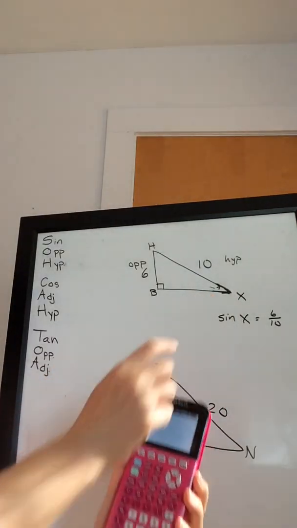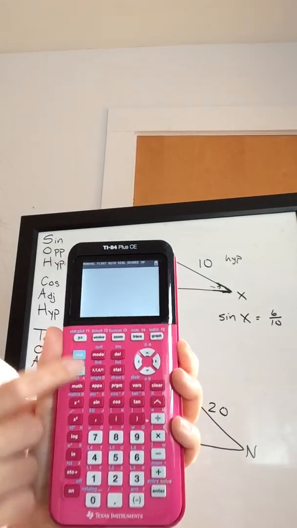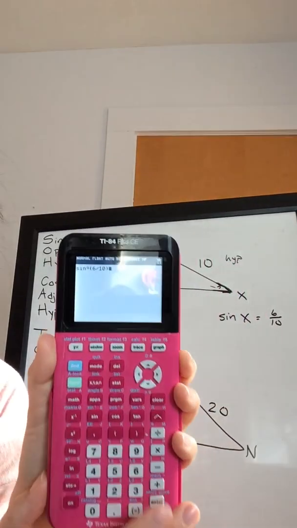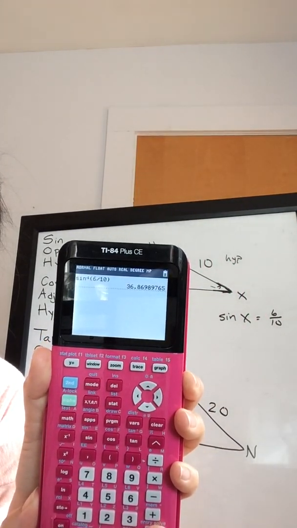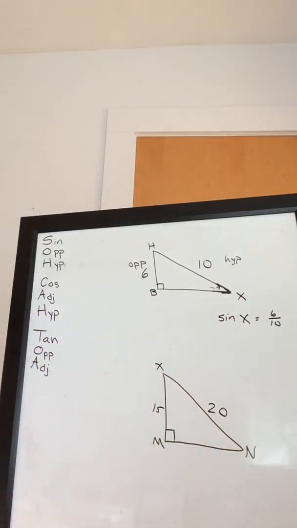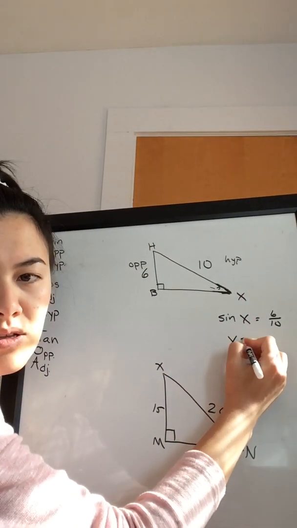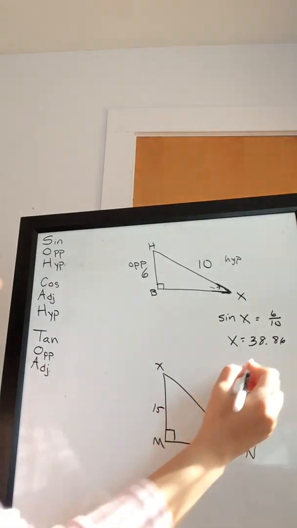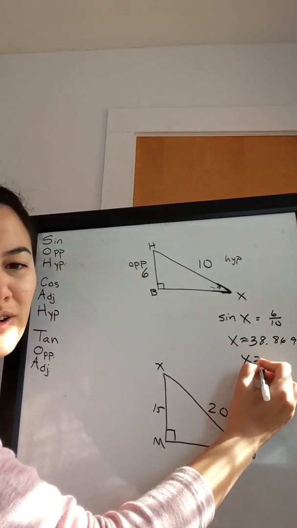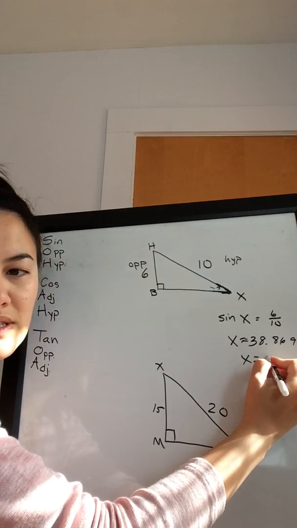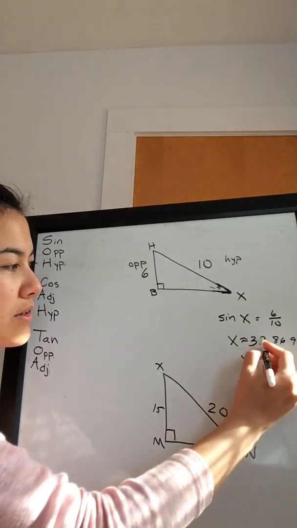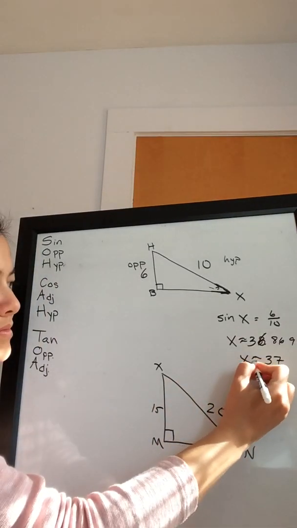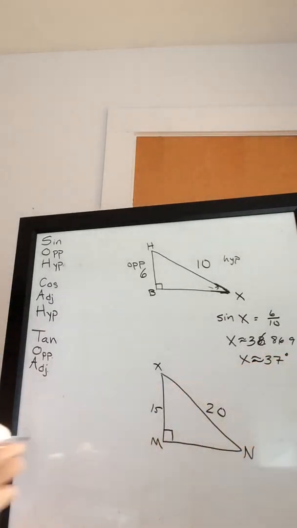Because here we're solving for an angle, you hit second sine, and then I'll put in 6 over 10. And you get 36.86. Oh, sorry, this was 36. We'll round that to about 37. Round it to 37 degrees. And so we solved for an angle measure.